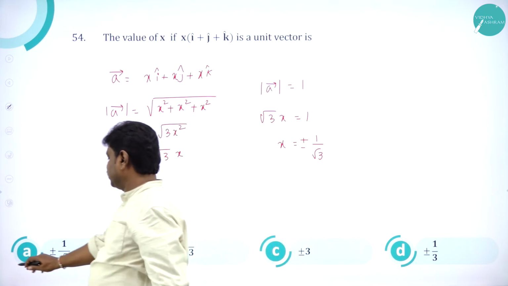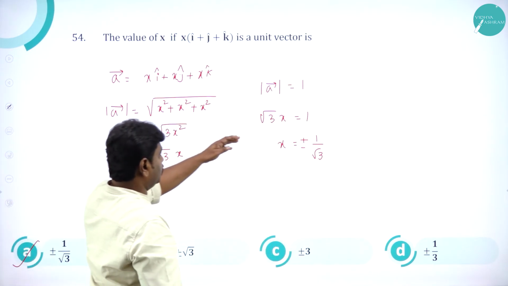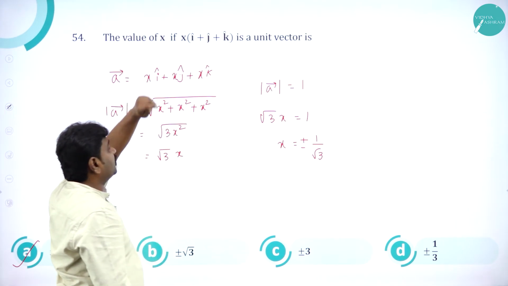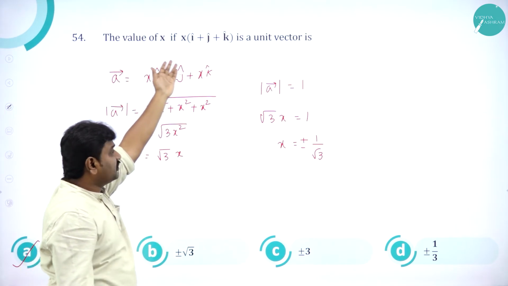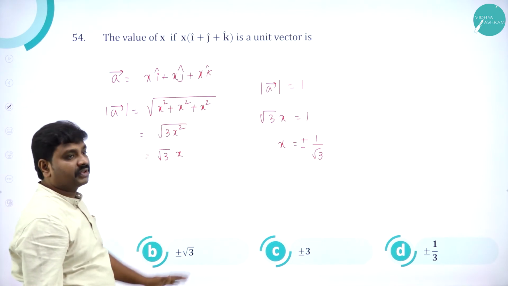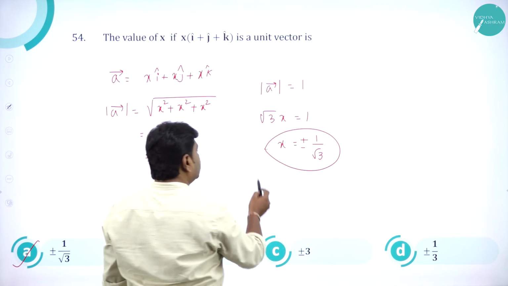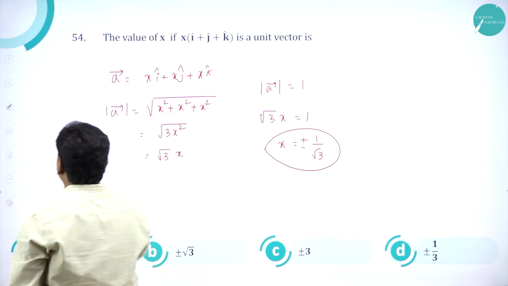Do we have that? Yes. Magnitude is 1. Magnitude is a positive number, we got it. But in the place of x, you can take plus or minus. If I take all minus x, minus x, minus x, I get the same. So therefore x may take all plus or minus 1 by root 3, and again it will become a unit vector.